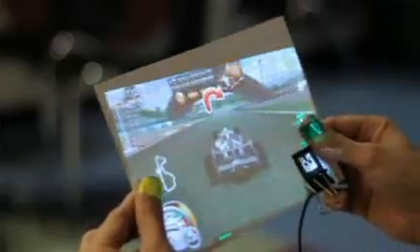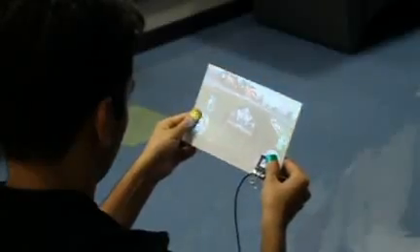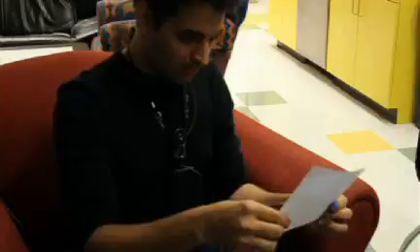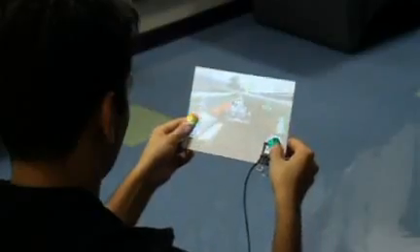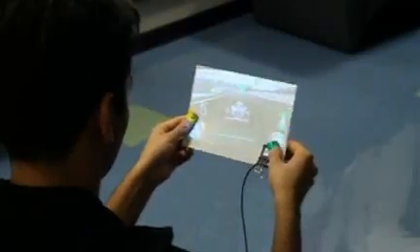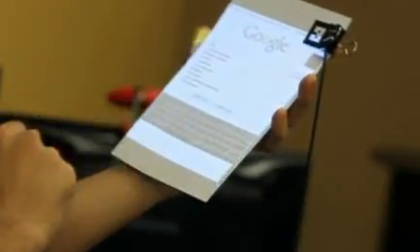And you can, of course, play games. Here the camera is actually understanding how you're holding the paper and playing the car racing game. Many of you already must have thought, okay, you can browse. Yeah, of course you can browse to any website. So you can do all sorts of computing on a piece of paper wherever you need it.